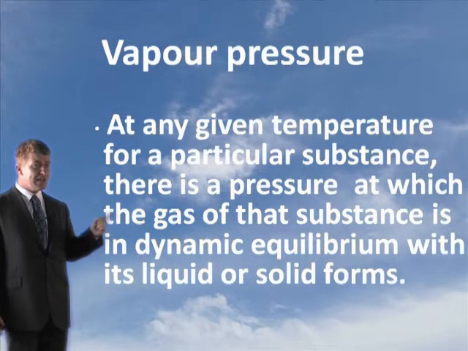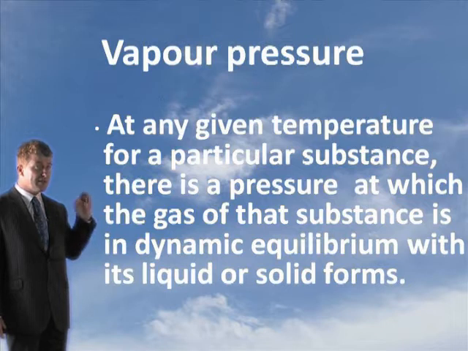At any given temperature for a particular substance, there is a pressure at which the gas of that substance is in dynamic equilibrium with its solid. In other words, it's getting just as much off as it is in. So it's vaporising, condensing, and it's keeping the same structure. This is the vapour pressure of that substance at that temperature.